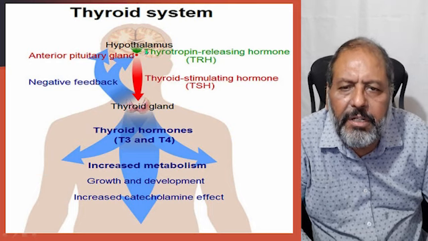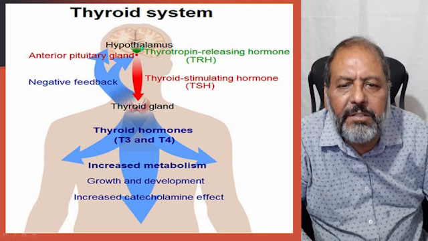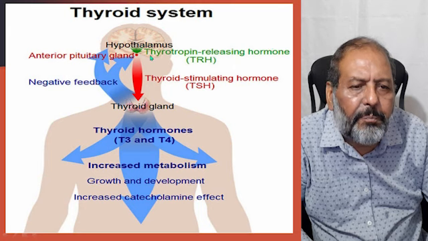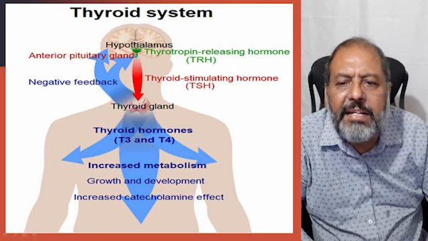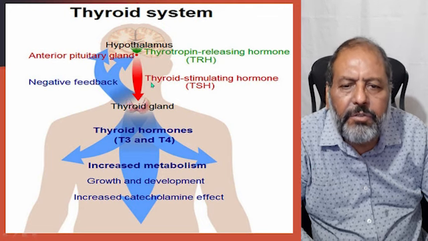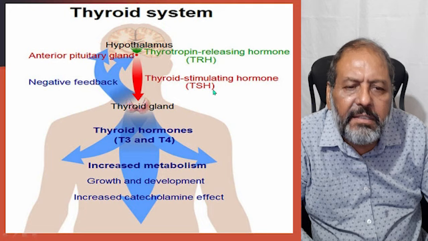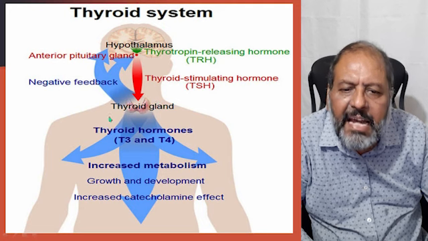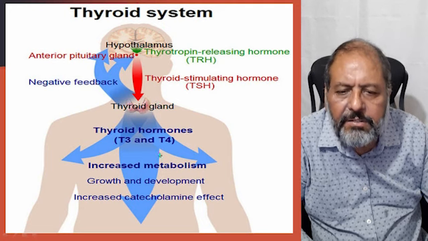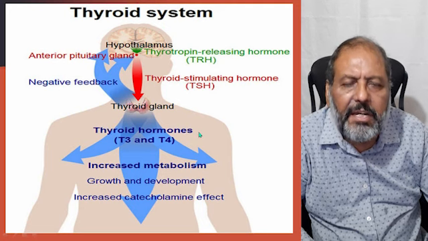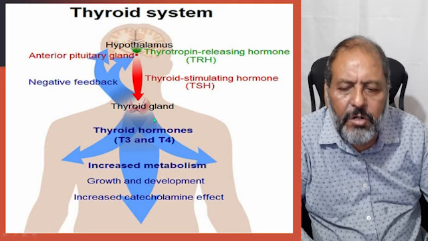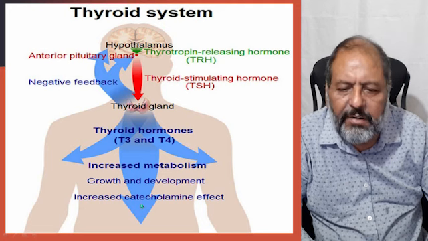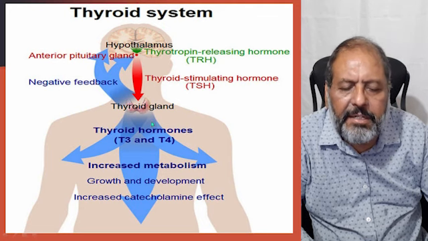Here, if you see the thyroid system, there is the hypothalamus, which produces a hormone called TRH, thyrotropin releasing hormone, which acts on the anterior pituitary gland, and in response the anterior pituitary gland produces the thyroid stimulating hormone, the TSH. This TSH acts on the thyroid gland, causing release of thyroid hormones T3 and T4, excessively or normally according to the stimulation. There is increased metabolism, growth and development, and increased catecholamine effect.